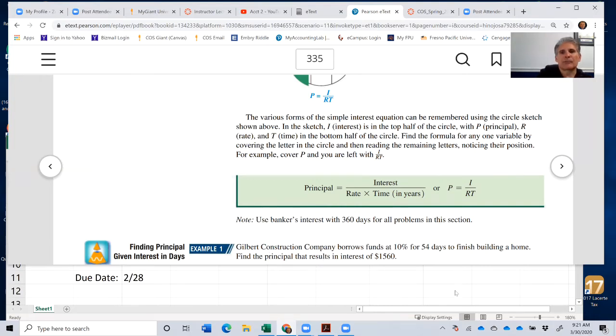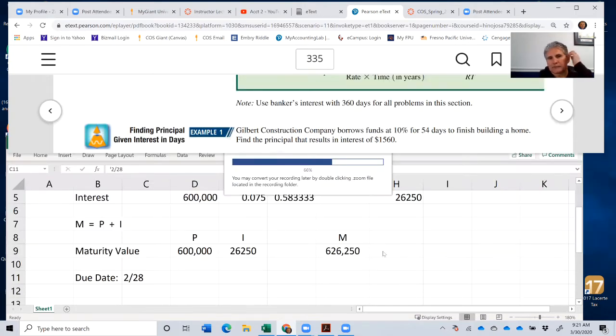Gilbert Construction Company borrows funds at 10% for 54 days to finish building a home. Find the principal that results in interest of $1,560. Go ahead and solve.